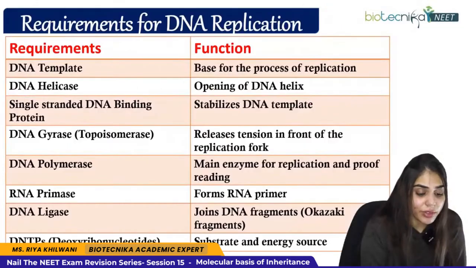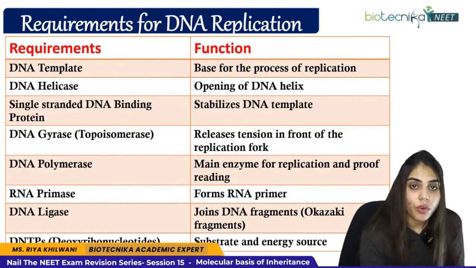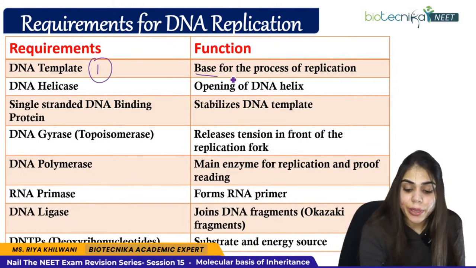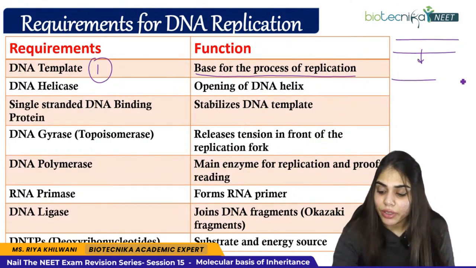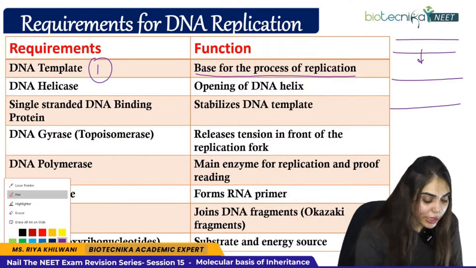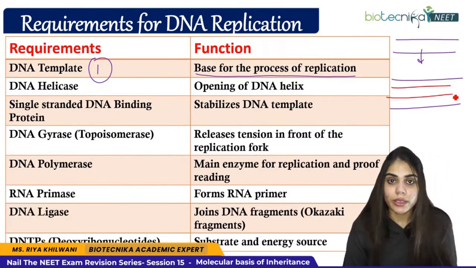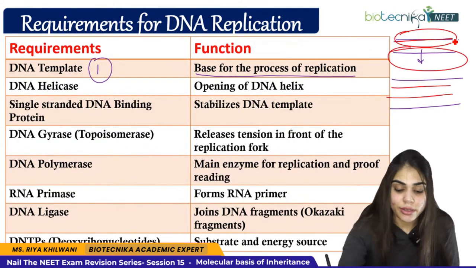So what have we learned till now? We have learned the requirements for DNA replication. What are the requirements? First is the DNA template. It is a base for the process of replication. Suppose this is a DNA template that will get separated, and complementary to it, new DNA will be formed. That is what it requires, the DNA template or base.